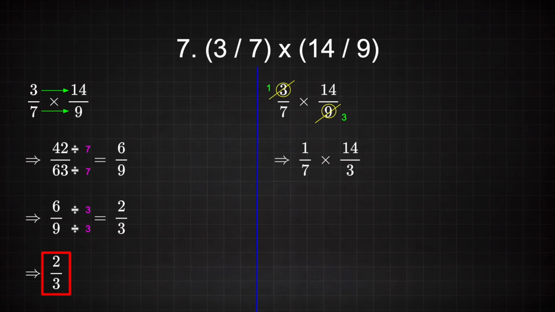Next, we take a look at the 7 and 14. Is there a number that fits into both evenly? Yes, 7 fits into both. 7 divided by 7 is equal to 1. We cross out the 7 and put a 1 next to it. 14 divided by 7 is equal to 2. We cross out the 14 and put a 2 next to it. This now makes the expression 1 over 1 times 2 over 3. You can finally multiply across and therefore get the same answer as before, 2 over 3.